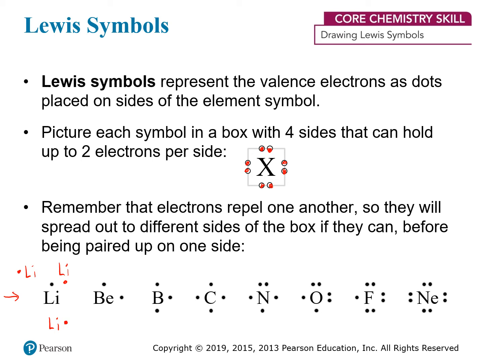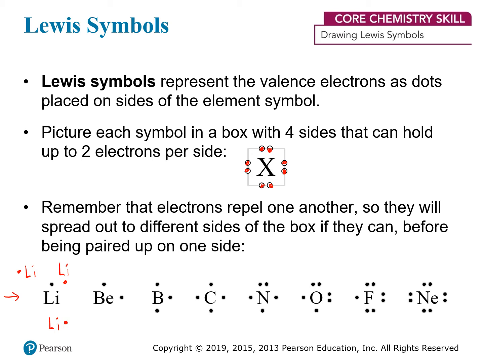Okay? Beryllium has one more electron, right? It's atomic number 4, so it has 4 electrons. So beryllium actually has a filled 2s orbital, okay? And those are its 2 valence electrons. So when we write the electron dot symbol or the Lewis symbol for beryllium, we need to draw 2 dots.